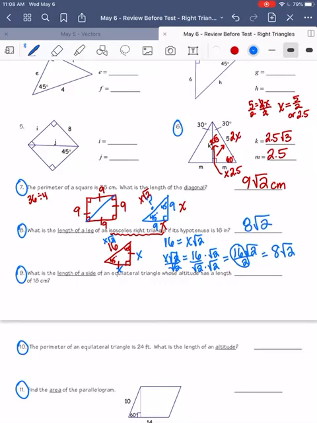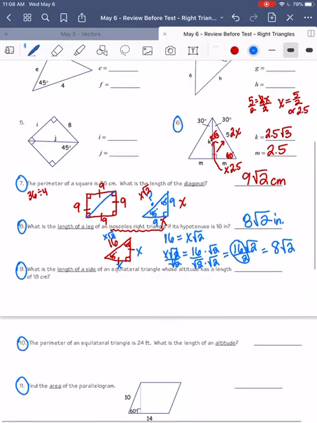All right, that's the length of the leg, and inches was the unit. Okay. All right, let's change back to red. What is the length of a side of an equilateral triangle? Okay, so equilateral triangle means all the sides are the same.